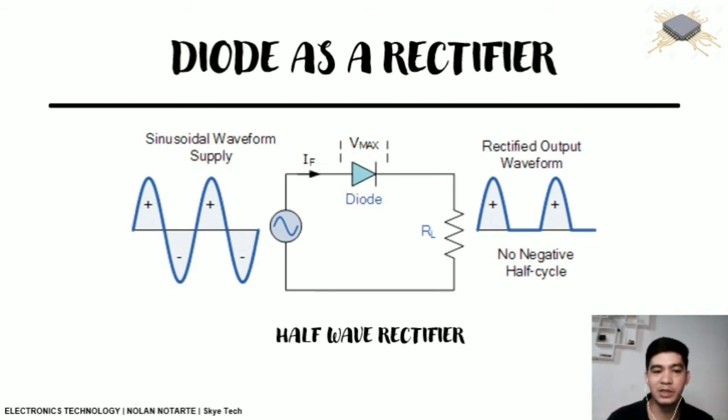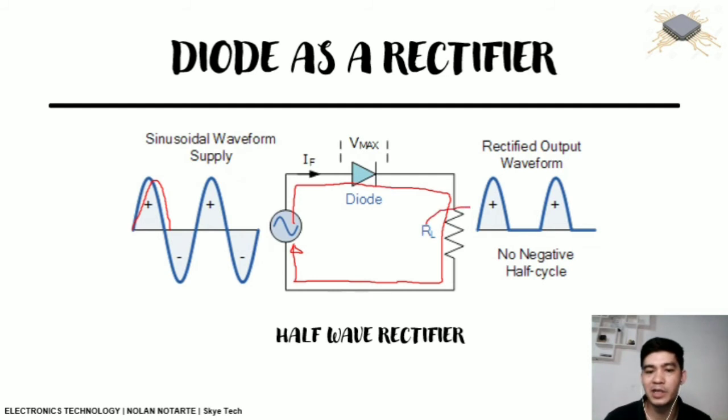Sige, i-discuss natin paano ba nagko-convert ng direct current itong circuit na to, para magkaroon kayo ng idea. During the first wave, the positive, ang kuryente magpo-flow dito, so dadaan sa ating load, which is resistor, then papunta sa ating source. Pag dumaan sa load natin, automatic makokopya na yung positive part ng sinusoidal wave.